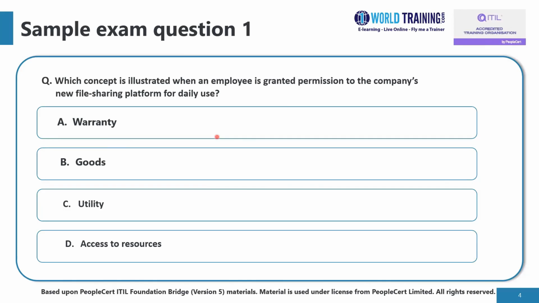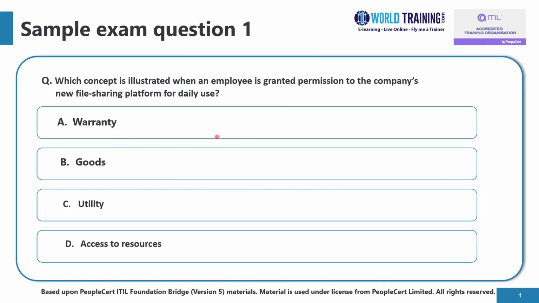So let us understand this better. Warranty, you might know, it is the assurance that a product or service will meet agreed requirements. It doesn't relate to the granting permission to an employee at all. Warranty usually comes in the area of availability, security, capacity, and continuity.